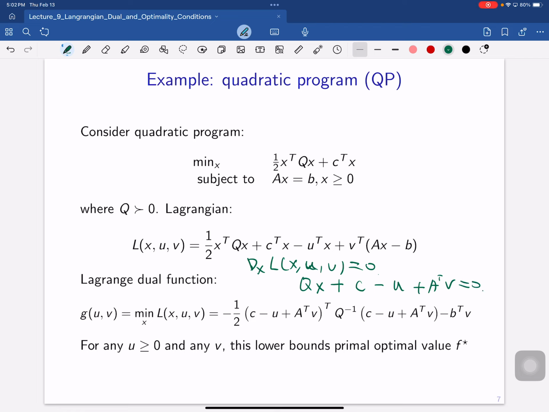And then here, Q is positive definite, so this system of linear equations has a unique solution, because Q is full rank. So then the optimal solution is essentially, you take the inverse, and x is Q inverse times (minus c plus u minus A transpose v). It is just solving a system of linear equations.